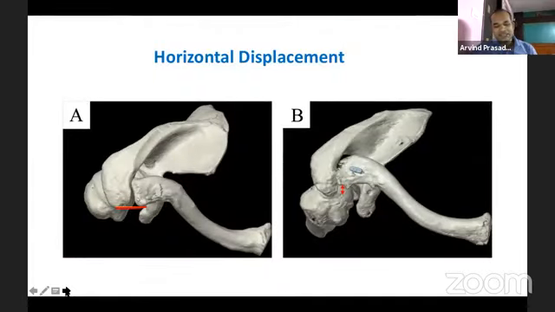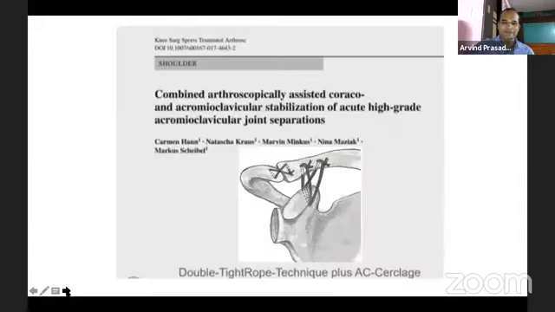But with this technique, AC joint repair with the button tightrope, there is a risk of horizontal displacement. Like here you can see this was repaired and there is no horizontal displacement, but here you can see there is posterior displacement of the clavicle. Though vertical displacement has been taken care of, the horizontal and posterior displacement is still there.